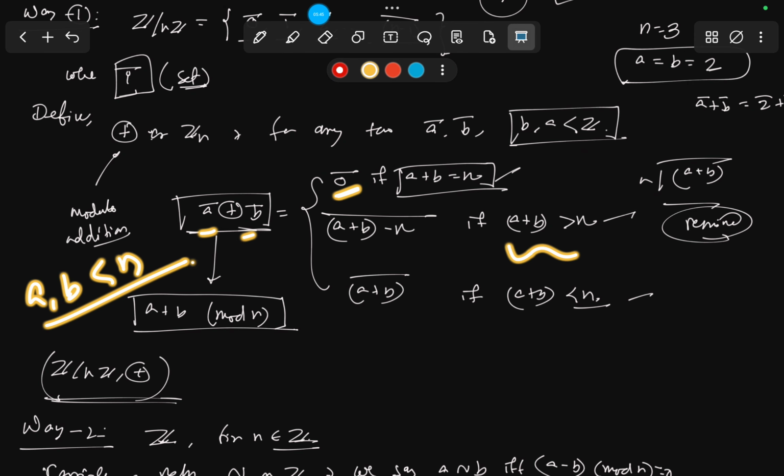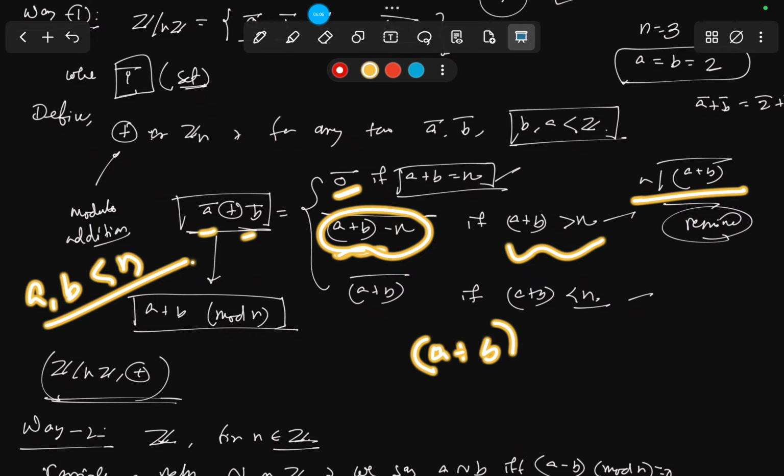If their addition is larger than n, then take a plus b minus n. So it will take the difference between a plus b and n, because if you divide a plus b by n, this is going to be the remainder, right? That means if a plus b is larger than n, and you divide a plus b by n, what is the remainder? The remainder should be a plus b minus n, right? So you have to take the set which is identified by a plus b minus n.